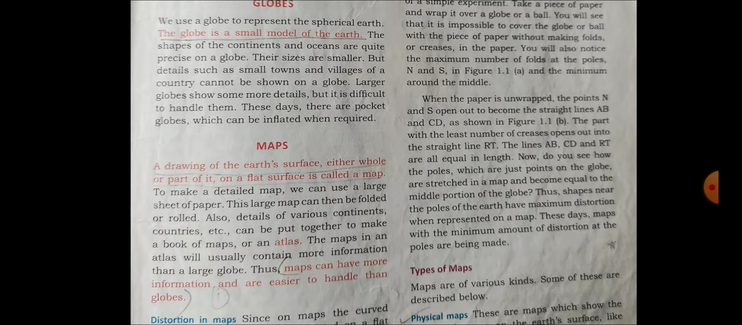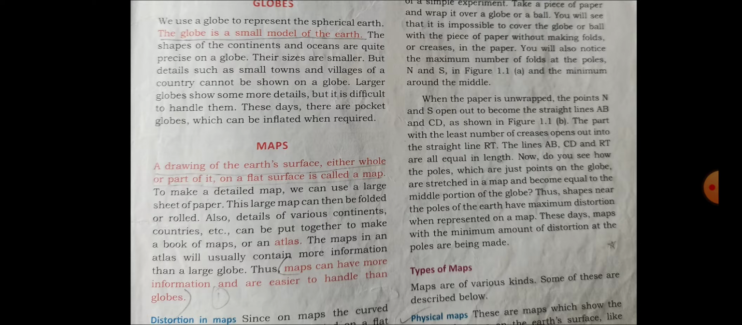Next is maps. As you have already done a map, what are maps? Now you may have understood what a map is. A map is a drawing of the earth's surface. Either you can draw the whole earth, or you can draw a part of it, but you have to draw it on a flat surface. Nowadays, in your holiday homework, in your atlas book, you have seen that you have drawn a map.